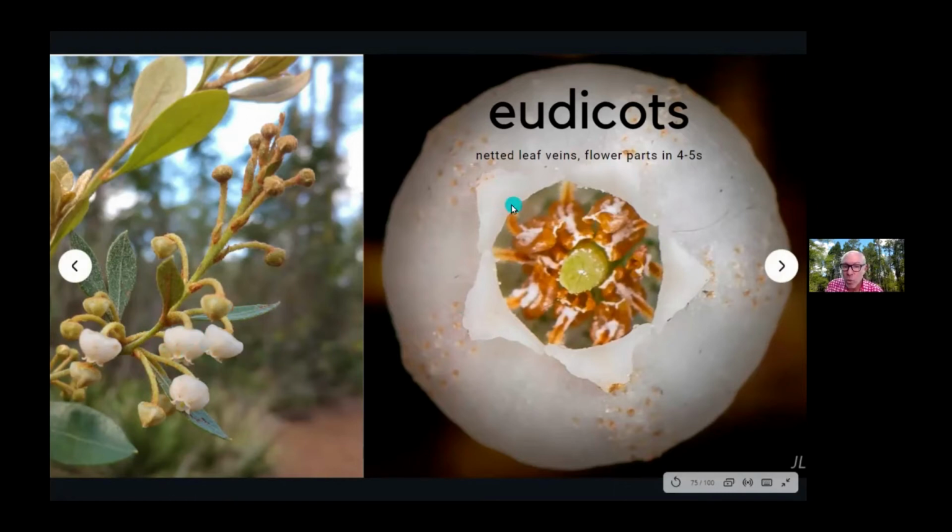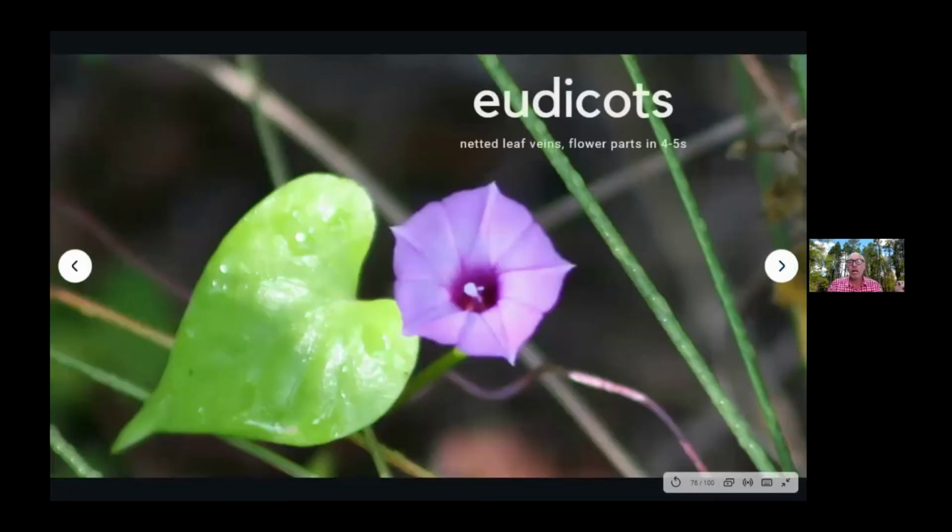And look, 1, 2, 3, 4, 5 petals. They're all fused into a balloon. There's 5 petals, not 1, there's 5, but they're fused together. That's another character. So 5 petals fused into a balloon, inflated. With a hand lens or with John's macro lens, we could count the number of stamens in there, and so on. Netted leaf veins, flower parts in 4s or 5s.